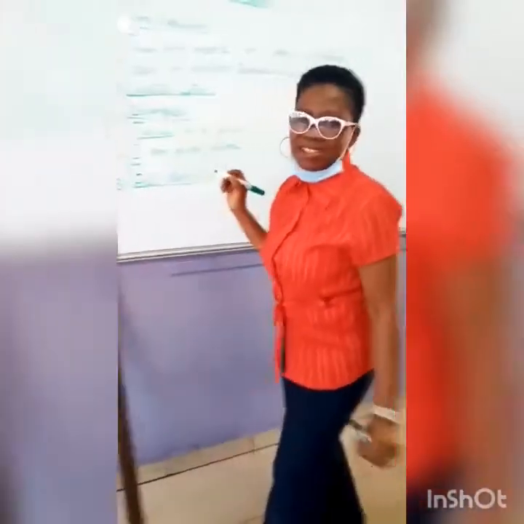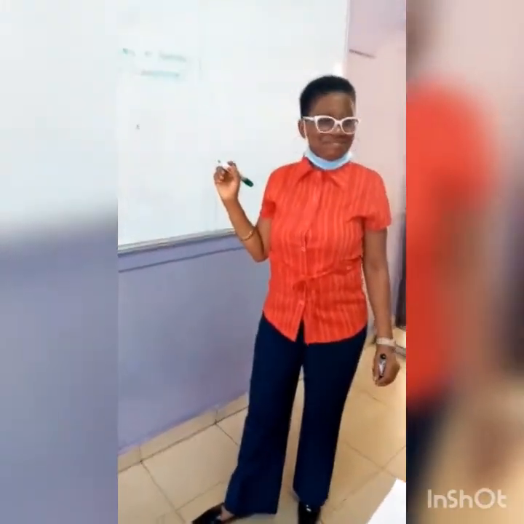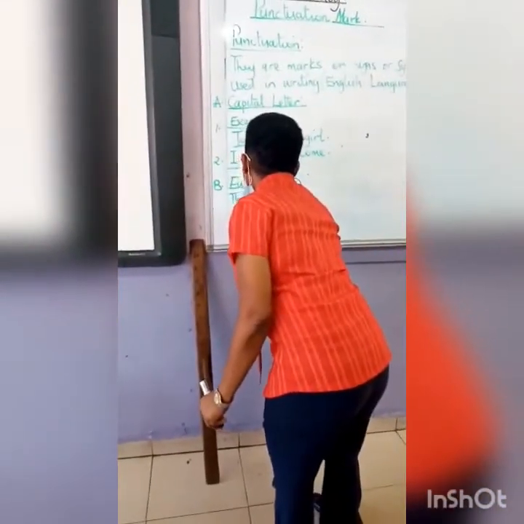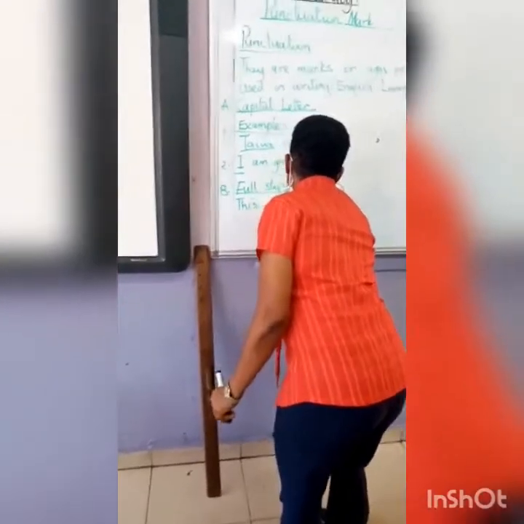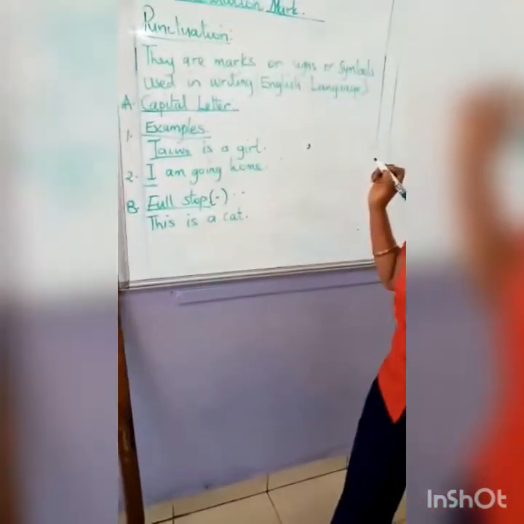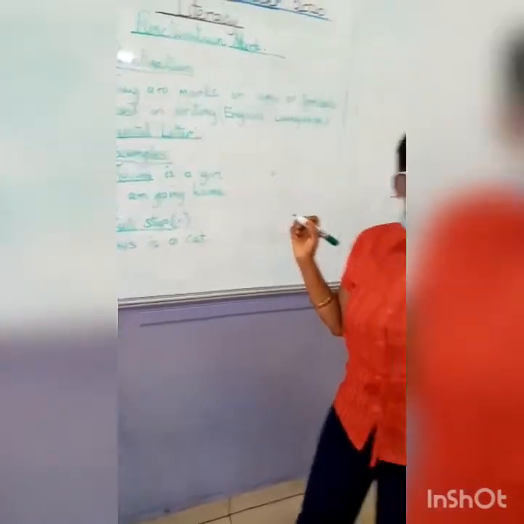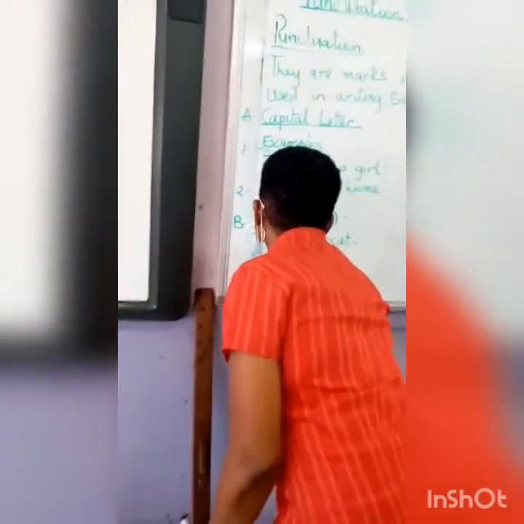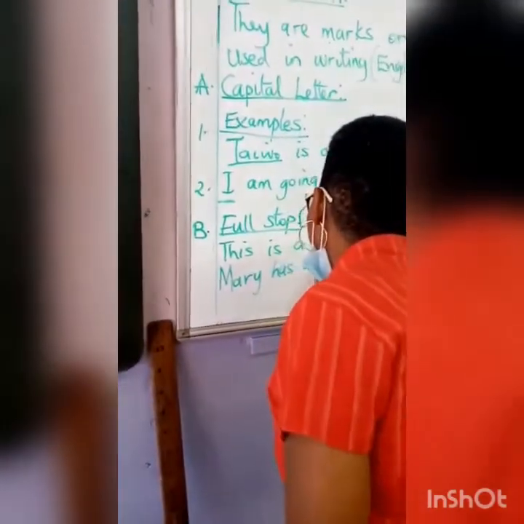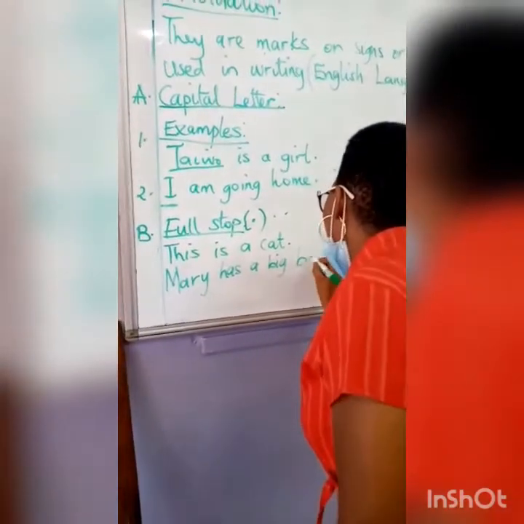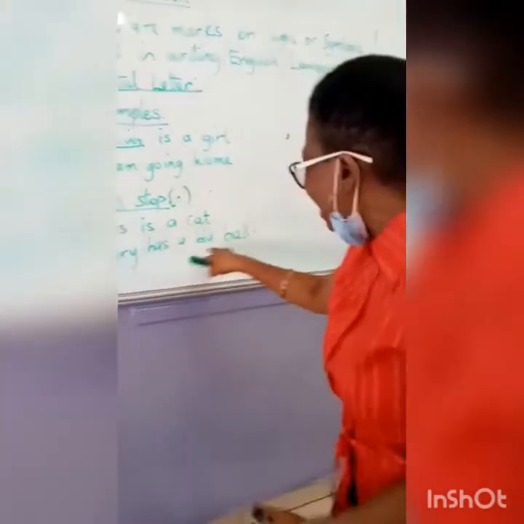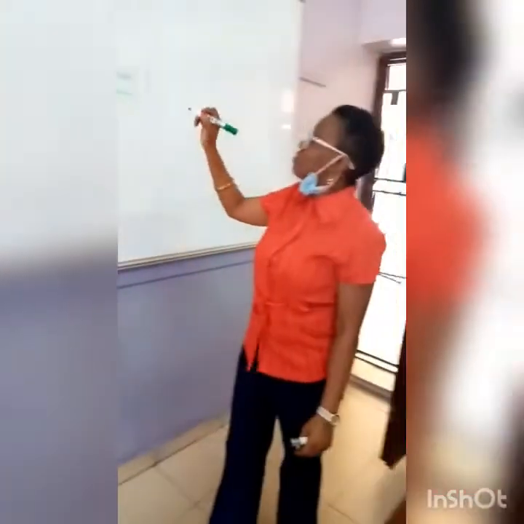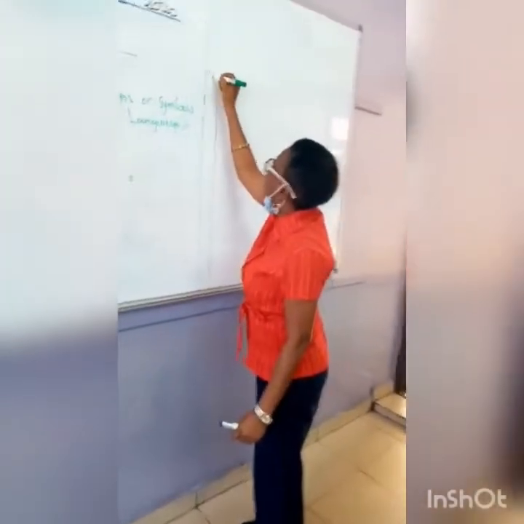Can somebody give me a sentence? This is a cat. Full stop. Another sentence. Mary has a big ball. Full stop, because that is the end of the sentence.